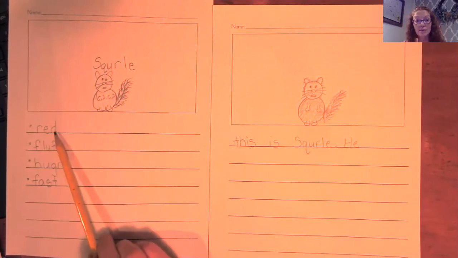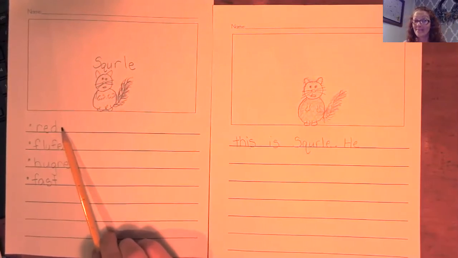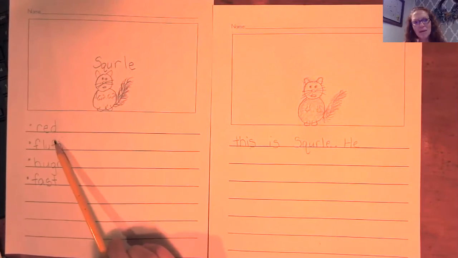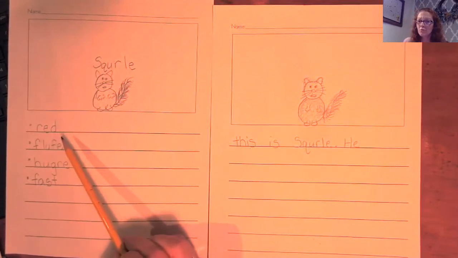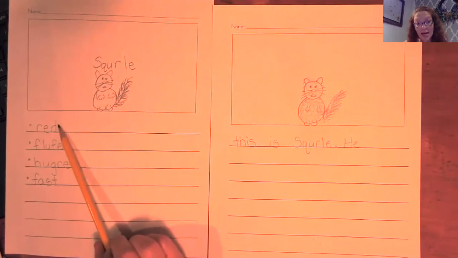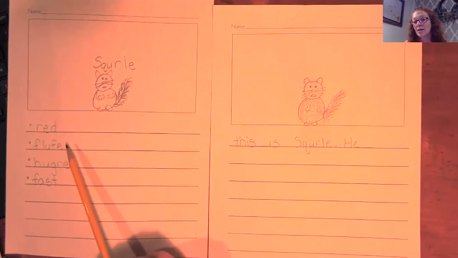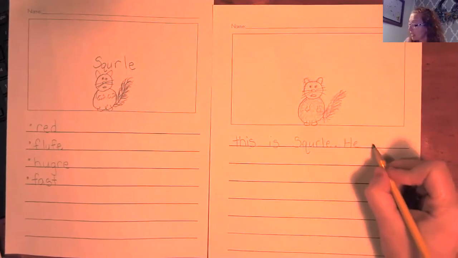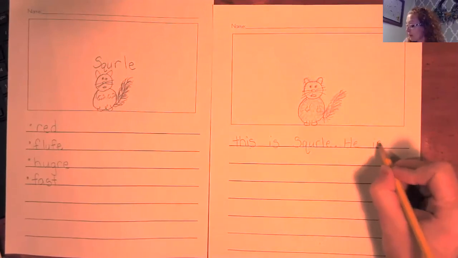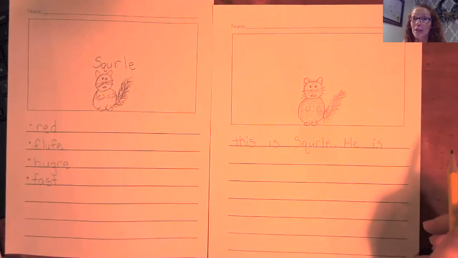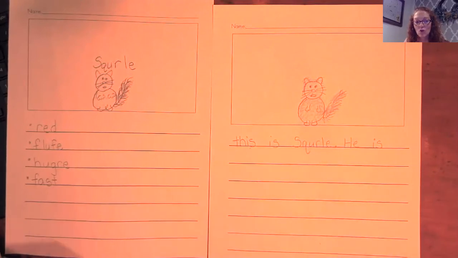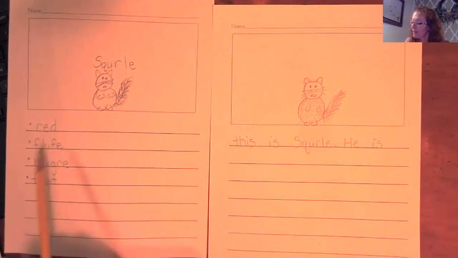He is. Yeah. But if we're describing what he looks like, he's also fluffy. So I could probably put those together because they both describe what he looks like. He is red and fluffy. I can use and to combine two adjectives. He is, I don't even need to ask you. Somebody just told me because you know how to spell is. He is red and fluffy.